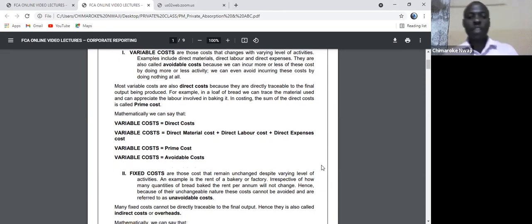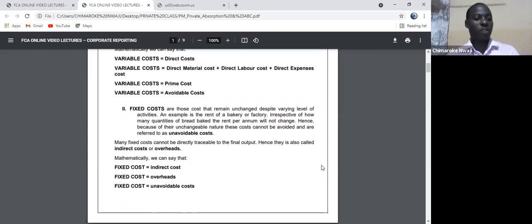Now our attention is shifted to the fixed costs. How does the fixed cost behave? Fixed costs behave differently from variable costs in the sense that fixed costs remain unchanged despite your varying level of activities. It means that it doesn't matter how much you produce, your fixed cost remains unchanged.